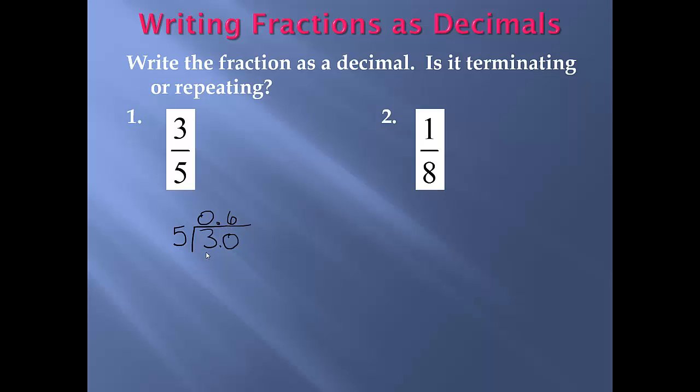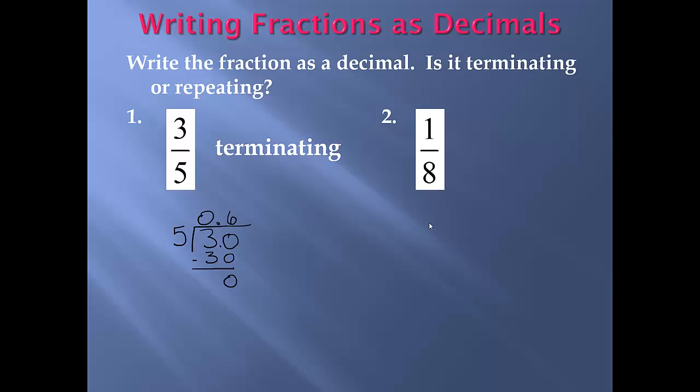6 times 5 is 30. And now we subtract and we get 0. Since we subtract and get 0, we have nothing to bring down. We are finished with this problem. So our answer is 0.6 or 6/10. So 3/5 equals 6/10. Since this decimal stops, we have an end to it. It is terminating.